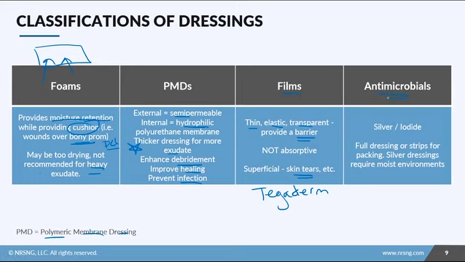And lastly, we may find that we need an antimicrobial if you've got an infection or high risk for infection. Two common examples are silver-based dressings and iodide-based dressings. They can come in a full dressing or in little strips that you can use for packing inside of a wound. One thing you really need to know here is that silver dressings require moist environments, so you wouldn't use them on a dry wound with a dry dressing.